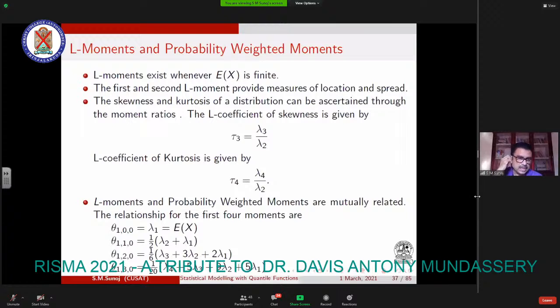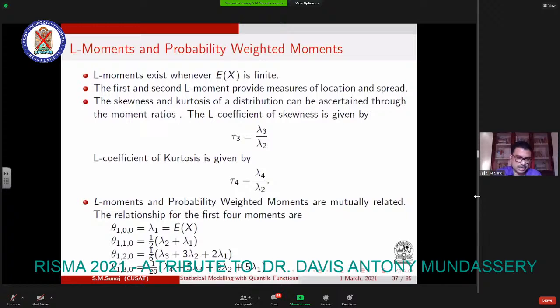standard regular moments approach. The first and the second L moments provide measures of location. Similar to the standard methods we applied in the distribution approach, here the L moments serve equally to obtain the distributional properties of a population, because the first and second L moments give you the measures of location as well as the spread. And from the third L moment, we can construct an L coefficient of skewness. You know the coefficient of skewness in the distribution approach is mu3 divided by mu2 to the power 3/2. Similarly, here tau 3 serves as the L coefficient of skewness, and the L coefficient of kurtosis is denoted by tau 4, and tau 4 is lambda 4 divided by lambda 2.